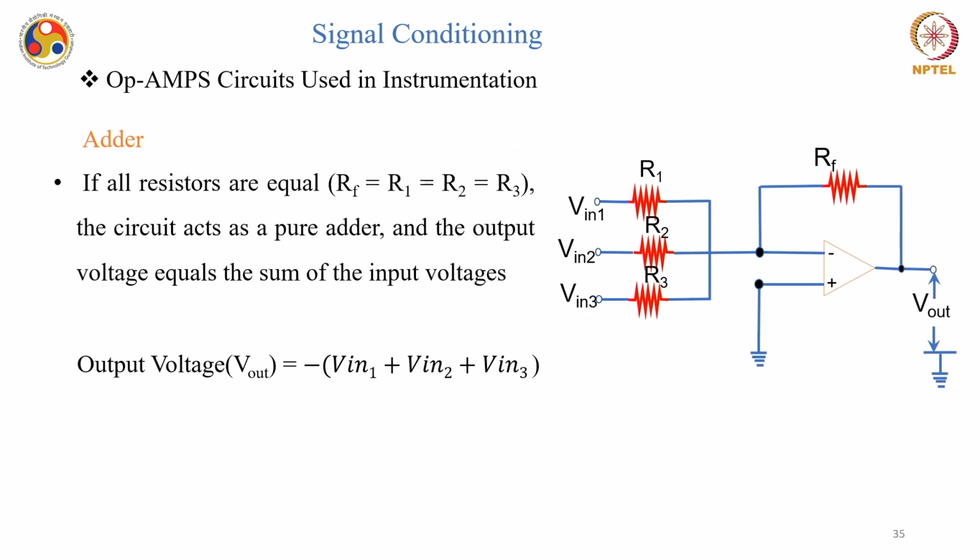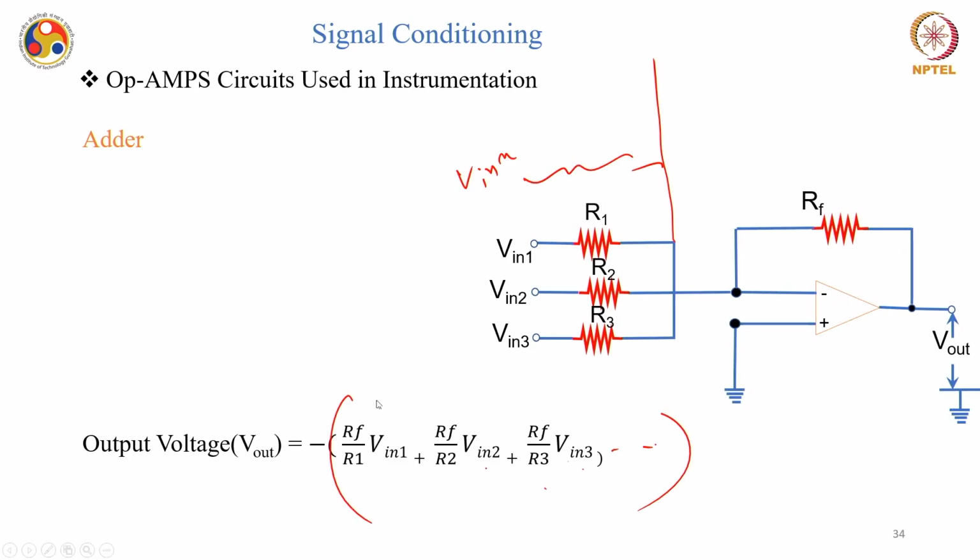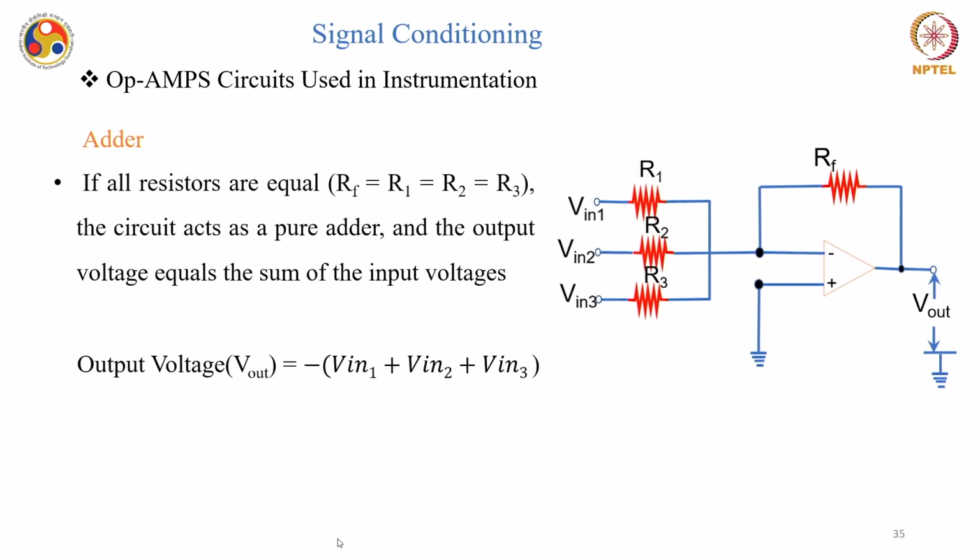So if all resistances are equal, RF is equal to R1 equal to R2, R3 and so on, the circuit acts as a pure adder and the output voltage equals the sum of the input voltages. Of course, the negative sign will still be there. In this case, RF is equal to R1, so this term will become 1. Similarly, other terms also will become 1, and the output voltage will be equal to minus V in 1 plus V in 2, V in 3 and so on.